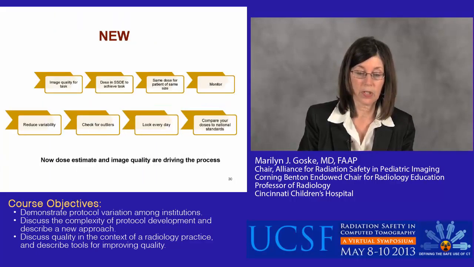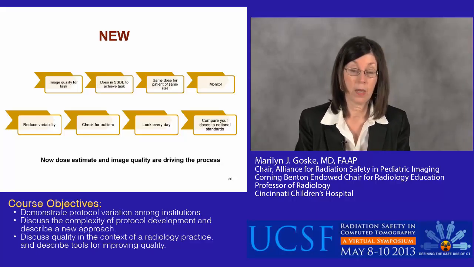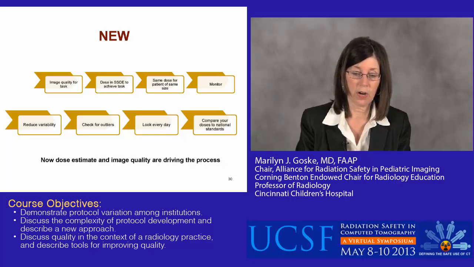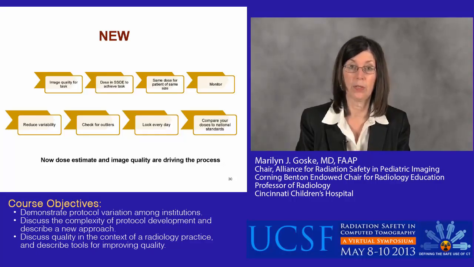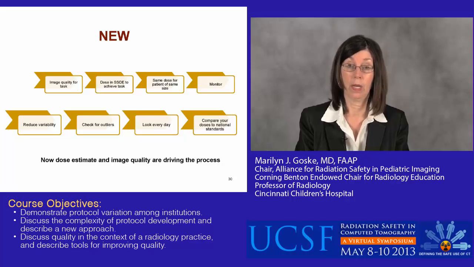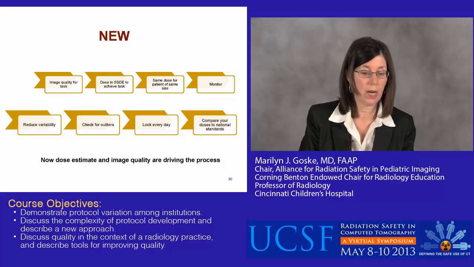A newer approach is demonstrated in this slide, where you really start out by looking at the desired quality that you want, the dose in SSDE, that is your target, and you work backwards to develop the techniques that you would need to hit those target ranges. You can then monitor the patient, you can then work to reduce variability, you can then check for outliers and go back to your scan itself and find out why that patient is an outlier in terms of radiation dose, and then finally you compare your doses to national standards through a registry.